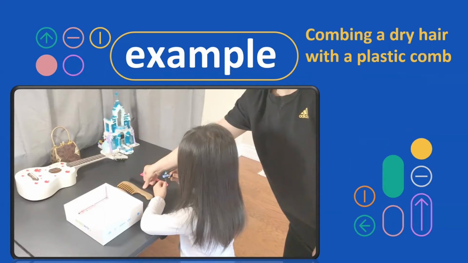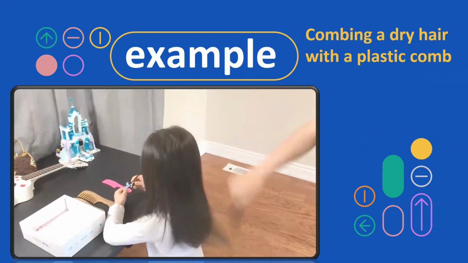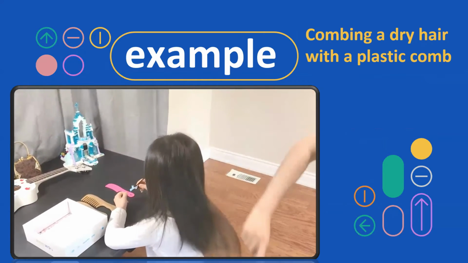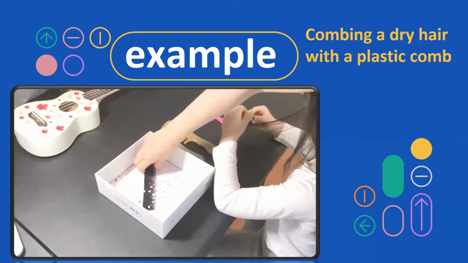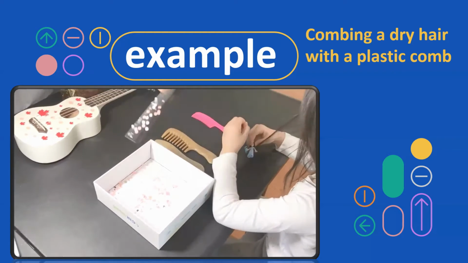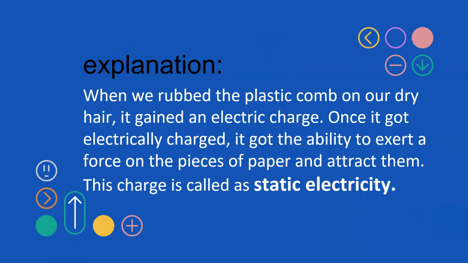Let's have another example. Combing a dry hair with a plastic comb. Now this is the explanation. When we rub the plastic comb on our dry hair, it gained an electric charge. Once it got electrically charged, it got the ability to exert a force on the pieces of paper and attract them. This charge is called static electricity.